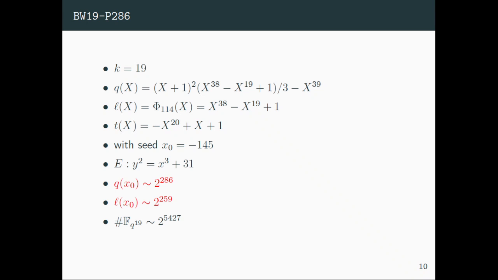That solution is an occurrence of construction 6.6 from the taxonomy. q of x is a polynomial of degree 40, and l of x has degree 38. We set the equation of the curve to be y squared equals x cubed plus 31. The field of definition has 286 bits, and the groups G1, G2, and GT have order a 259-bit prime.